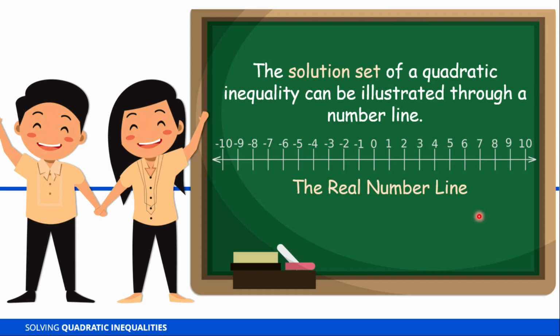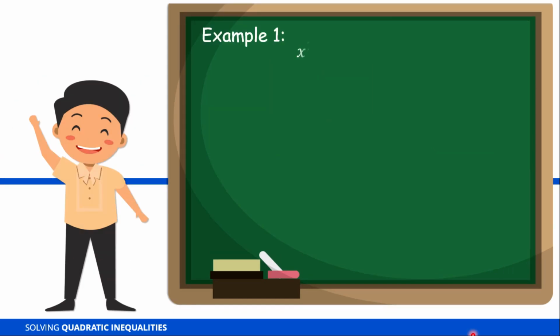Let's have our first example. Our first example is x squared minus 6x plus 8 is less than 0. So, kagaya ng sa steps na binanggit kanina, yung ating given inequality ay gagawin muna nating equal sign. So, ito yung katumbas niya sa equation, x squared minus 6x plus 8 is equal to 0. Sa pagsasolve ng naging quadratic equation, maaari tayong gumamit ng iba't ibang methods. But in this example, let us use factoring.